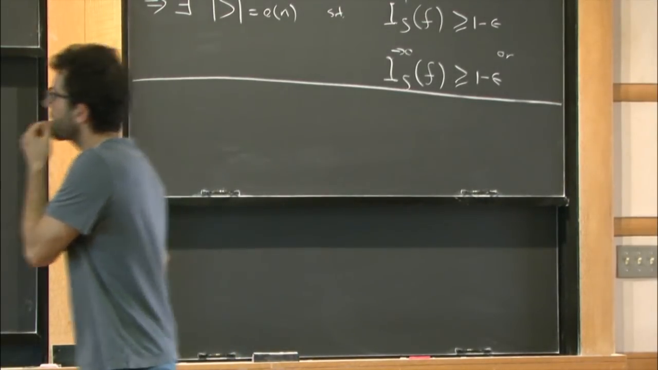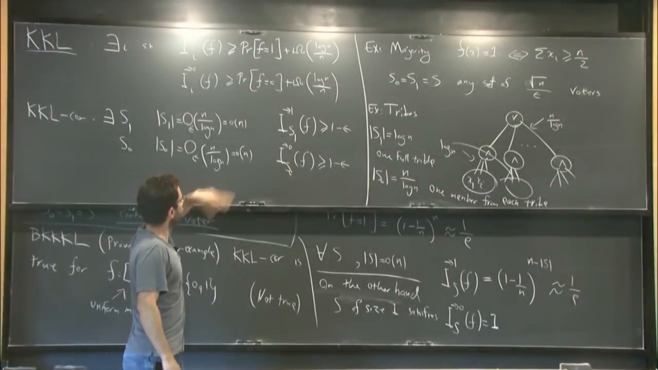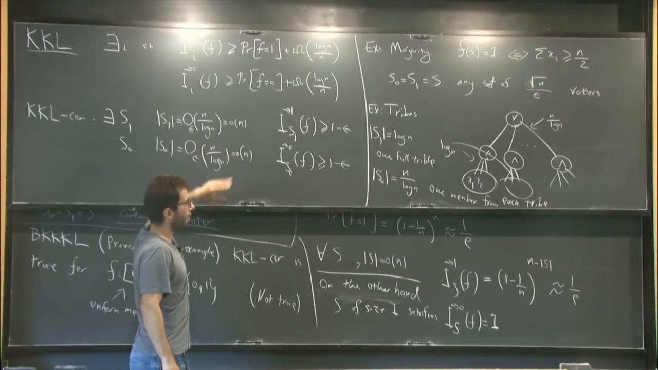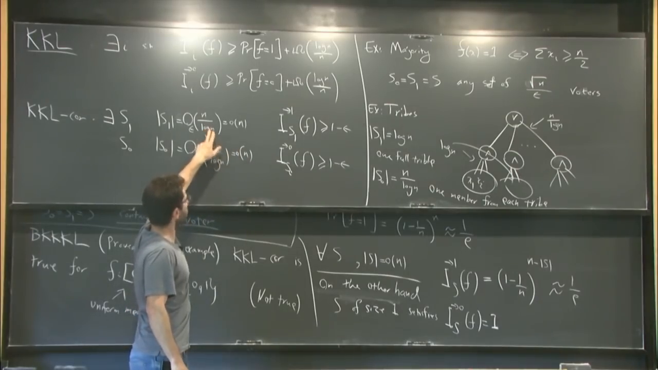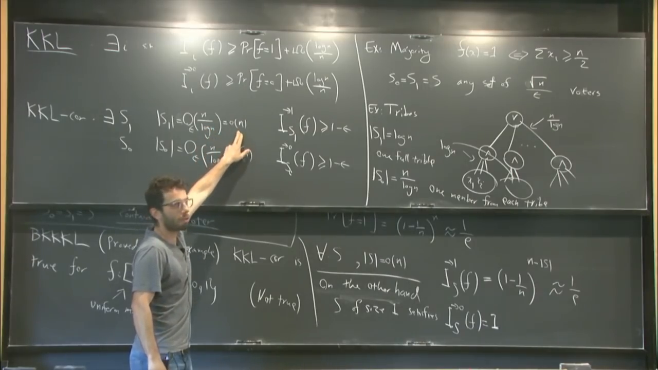Actually, before continuing, let me say something. In this corollary, the KKL corollary, what is really interesting to me is that this is little o of n. So let's forget that we can actually get an effective bound, which is almost tight, n over log n. Let's just talk about little o of n.